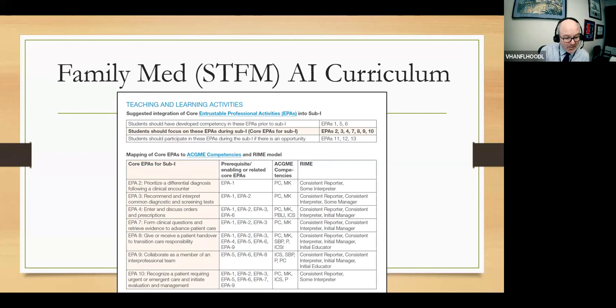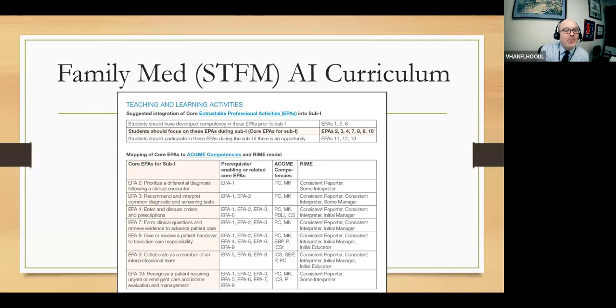They already say, hey, look, we're going to assume that you've already developed some competency in EPAs 1, 5, and 6. By the way, that's gather a history and physical, write a note, and present a patient. And yeah, my expectation of a third year starting a fourth year rotation is they should know how to do that. Sometimes they don't, and we work with them.